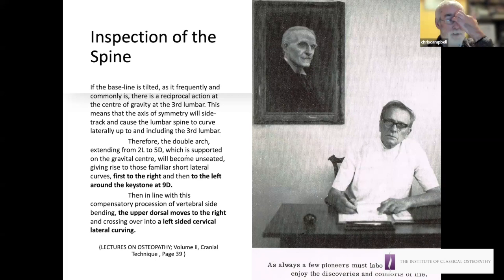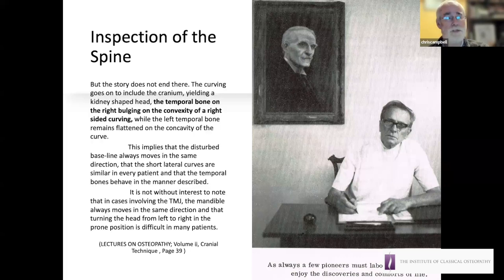Then he goes on to say that the curves go first to the right this time, then to the left around the keystone, and then the upper dorsals to the right, left in the cervicals. So again, there's confusion about what that first curve is and what way that baseline is tilted. Otherwise, fairly consistent. And again, he emphasizes here short lateral curves. Keep that in mind because we come back to that a couple of times.